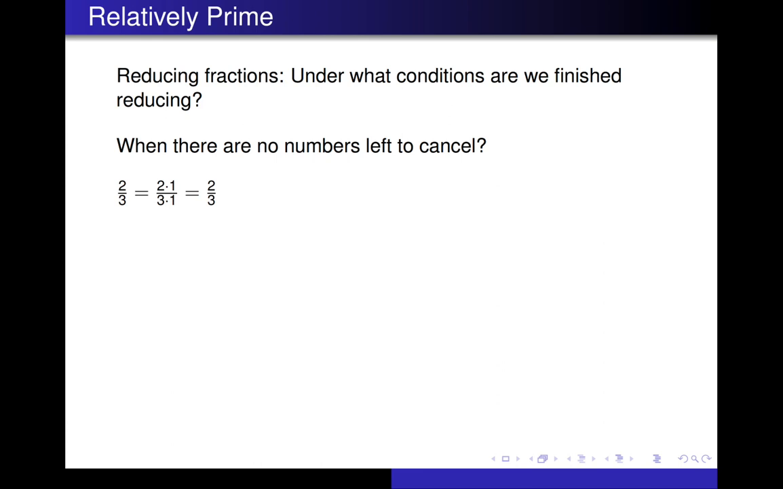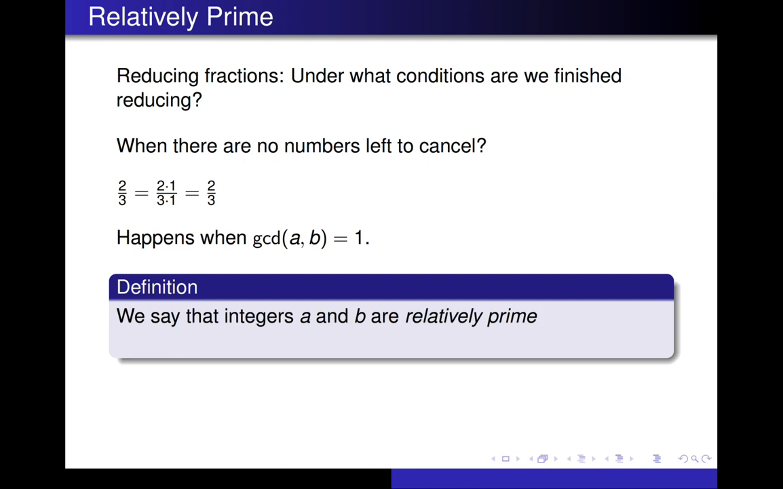The thing is, though, with 2 and 3, they're in their most reduced form. The only number I had left to cancel was 1. Right? That was literally the only one I can do. So this is going to happen when the GCD of A and B is 1. So when were we finished? When the GCD of our numerator and denominator is 1, and that takes us to the concept of being relatively prime. So we say that 2 integers A and B are relatively prime, and sometimes we say coprime. Relatively prime and coprime mean exactly the same thing. That happens when the GCD of the 2 numbers is equal to 1.